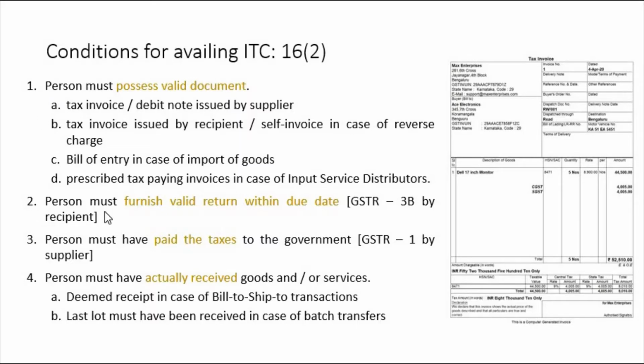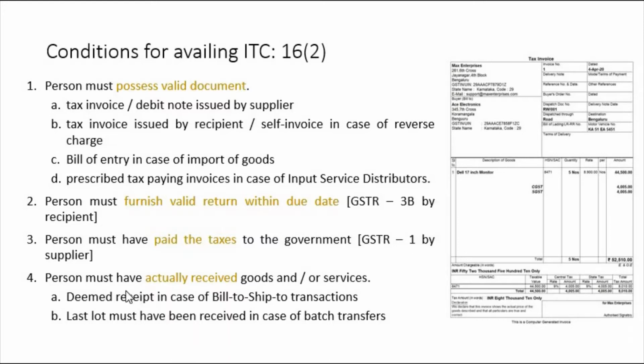Second point is that the person must furnish valid return within the due date. GSTR 3B by recipient must be given, and GSTR 1 by the supplier. It means that both of these persons, the recipient and the supplier, must have filed their returns, right? And supplier must have paid the taxes. Recipient must have paid for the goods as well as for the taxes, right? GSTR 1 is outward supply, GSTR 2 is inward supply, GSTR 3B is the summary of these two, right?